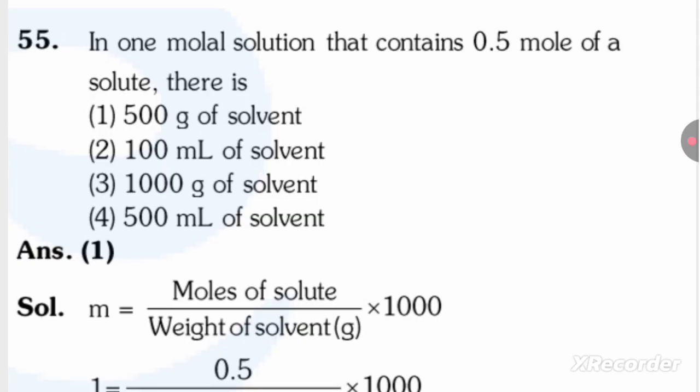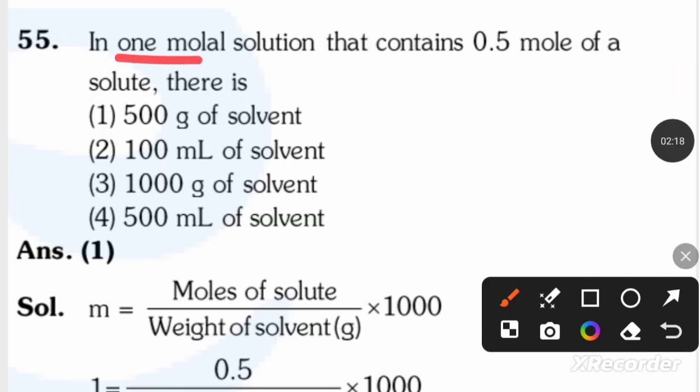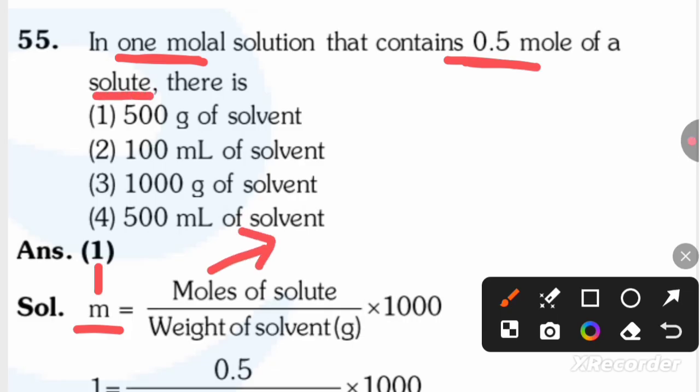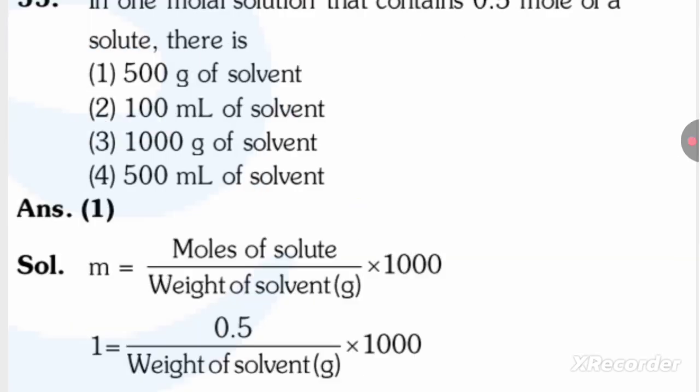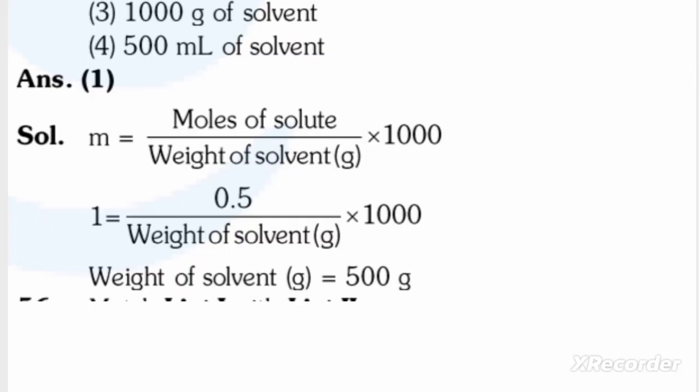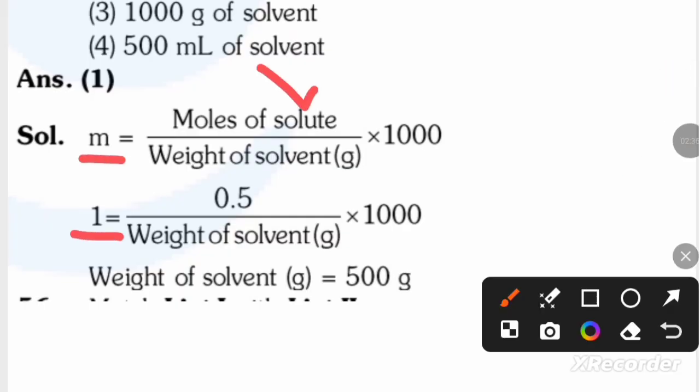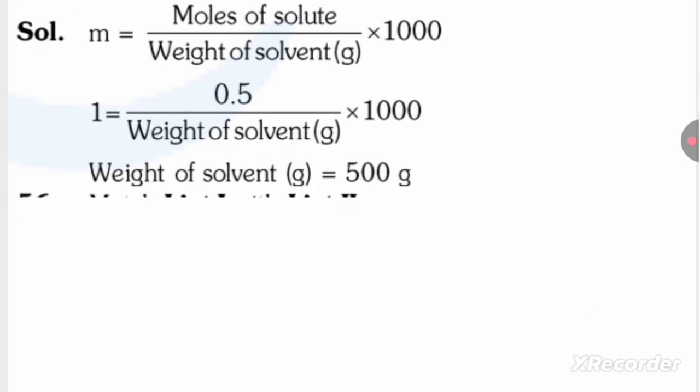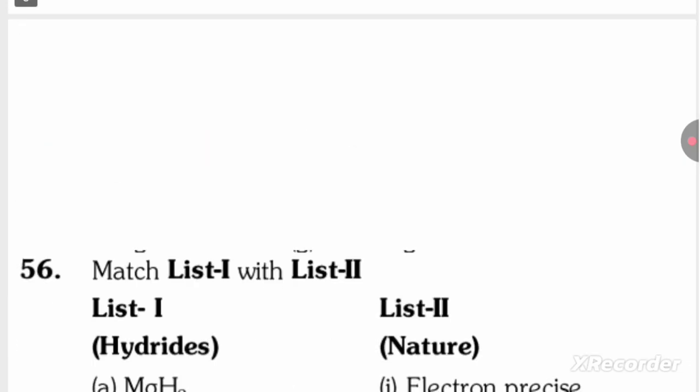In a 1 molal solution, molality is 1, and it contains 0.5 moles of solute. So the solute is 0.5 moles, and we need to find out the amount of solvent. When we substitute these values in the formula, molality is 1 and number of moles of solute is 0.5. So the weight of the solvent, when we calculate, will be 500 grams. So option 1 is the right answer for this question.